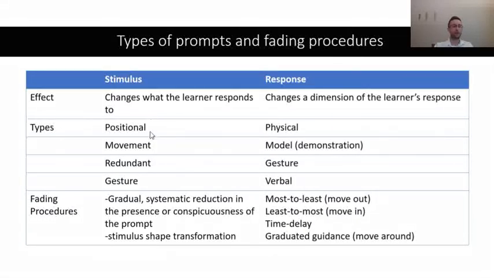Types of stimulus prompts are positional, movement, redundant, gesture. Types of response prompts are physical, model, gesture, verbal. And types of fading procedures for stimulus prompts are gradual systematic reduction in the presence or the conspicuousness or noticeability of the prompt, and stimulus shape transformation. Response prompt fading procedures are most to least, least to most, time delay, and graduated guidance.